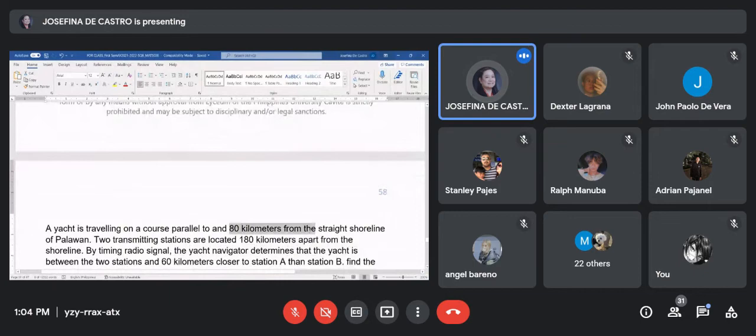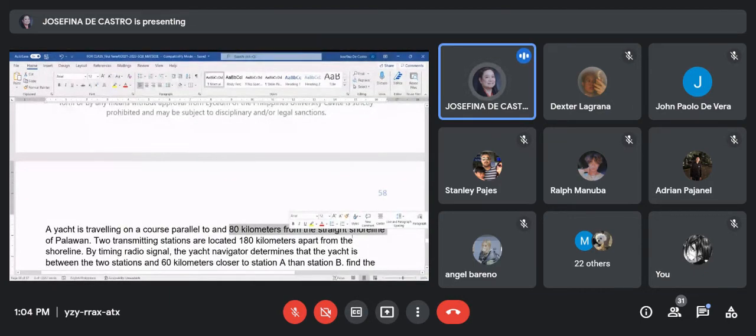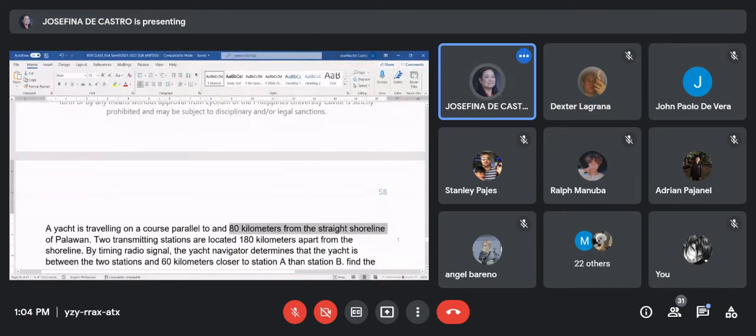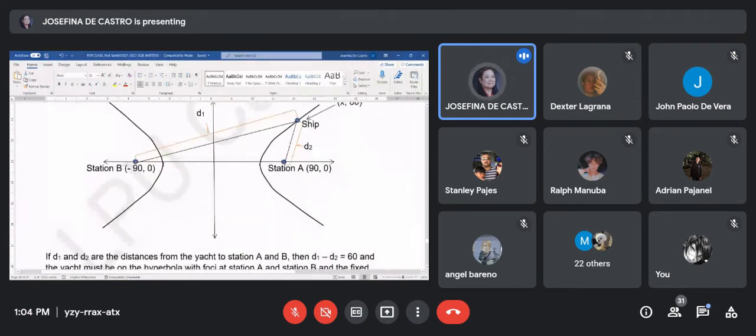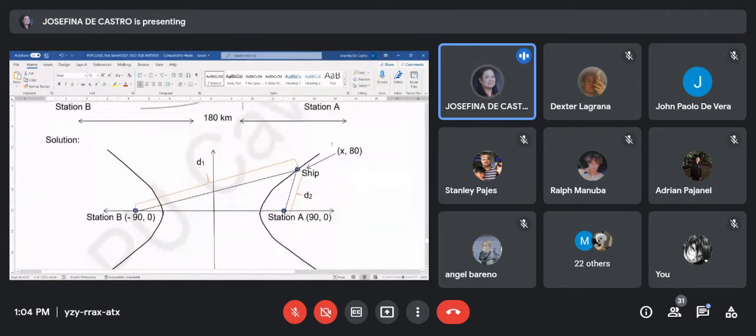80 kilometers from the straight shoreline. Straight shoreline ang sinabi. So, ibig sabihin, vertical distance yun. So, ang vertical distance niya will be 80 and then ang hinahanap natin ay yung distansya niya, x. Okay po?